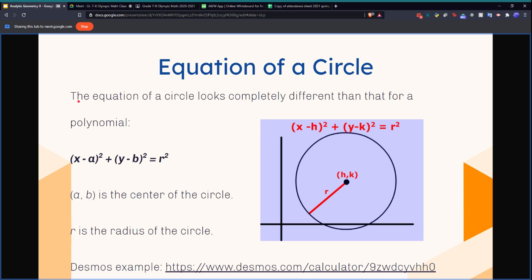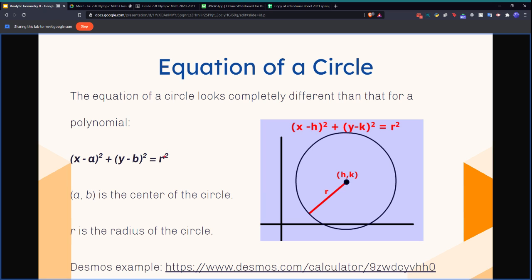So this equation looks very different from the equation of a line, or an equation of a polynomial or a quadratic, right? In this case, you have all the x's and all the y's on the left side, and a constant on the right side. So the equation looks like this: in brackets, x minus a, all squared, plus, in brackets, y minus b, all squared, and that's equal to r squared.